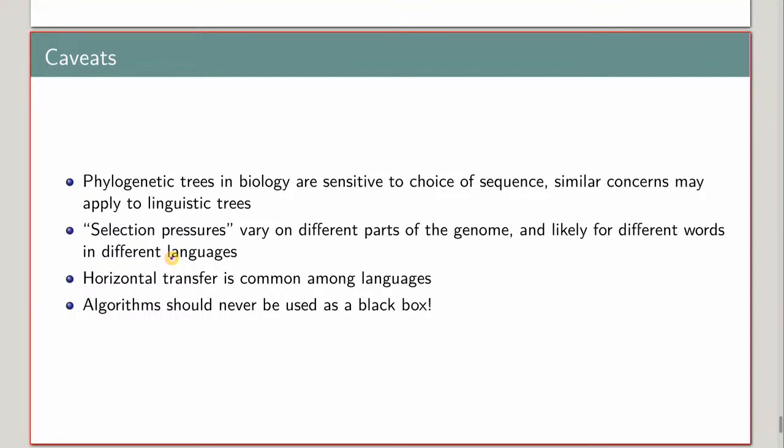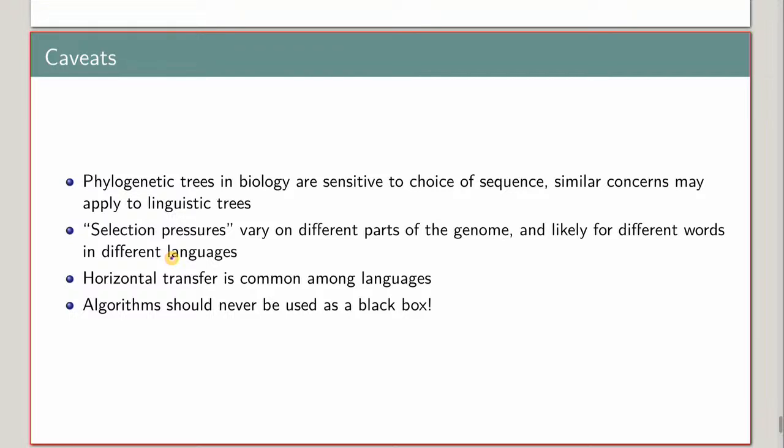So these are the caveats. In biology, you know that phylogenetic trees are very sensitive, and if you look at published trees for example of yeast species or things like that, you'll find that papers published 5 years apart might have very different trees for some regions. And we might have similar concerns for linguistic trees. The choice of your corpus might be very important.